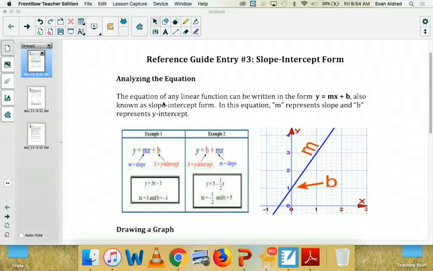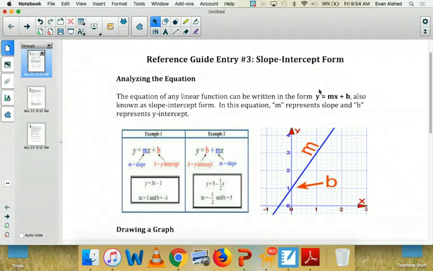This reference guide is the third reference guide from Unit 6, and it deals with our first form of equations for lines, which is slope-intercept form. Over the course of this unit, we're going to look at three different forms for these equations. This is the first one that we'll be looking at, and it's one that you may have seen before in earlier grades. So the form slope-intercept form can be written as y equals mx plus b.